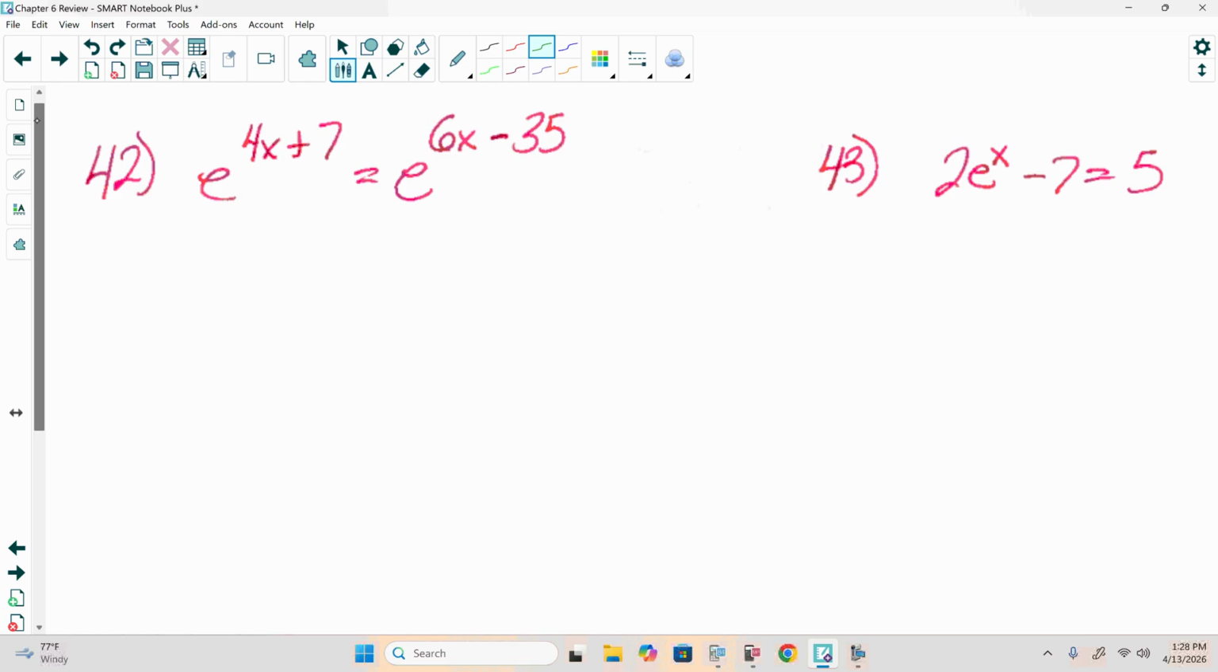I'll do one more. 42, e to the 4x plus 7 is equal to e to the 6x minus 35. Now this is kind of nice because the bases are already the same. So we really just set the exponents equal to each other already.